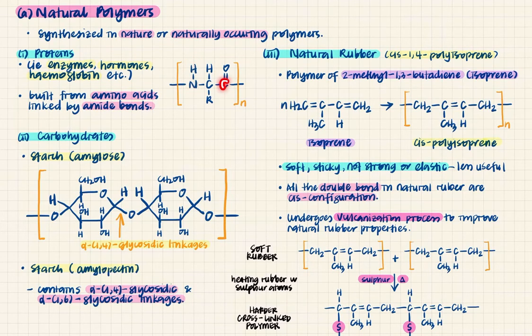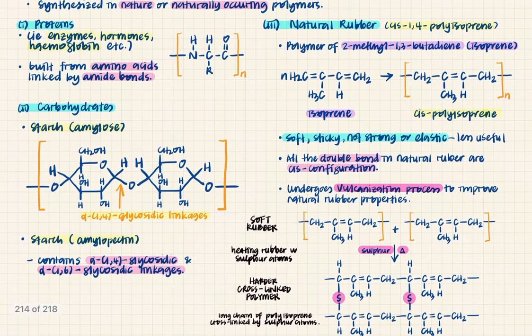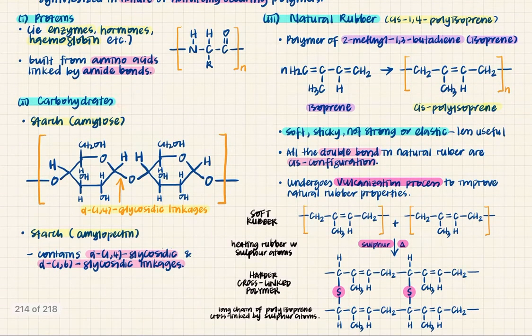This is our amino acid, okay, as the monomer. Okay, so next we have carbohydrates. So carbohydrates, for example, like in starch you have amylose and amylopectin. Alright, so this is the structure of amylopectin, and it has these alpha-1,4 glycosidic linkages.